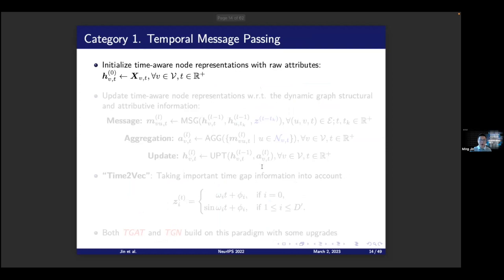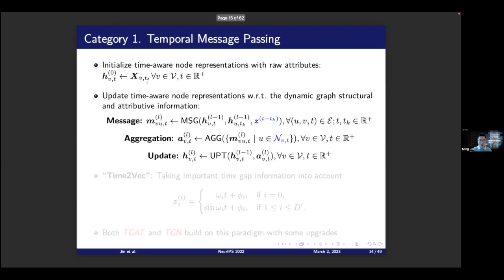So let's talk about the first category, temporal message passing. It's quite similar to conventional message passing, but the difference is that we have temporal information involved. Firstly, again, we initialize the time-aware node representation, not the time representation, with the raw attribute as well. Here we use x_v(t) to denote the node with attribute information at time t. Then, with the initialization of the node representations, we update the node representation with respect to the temporal graph structure and the attribute information.